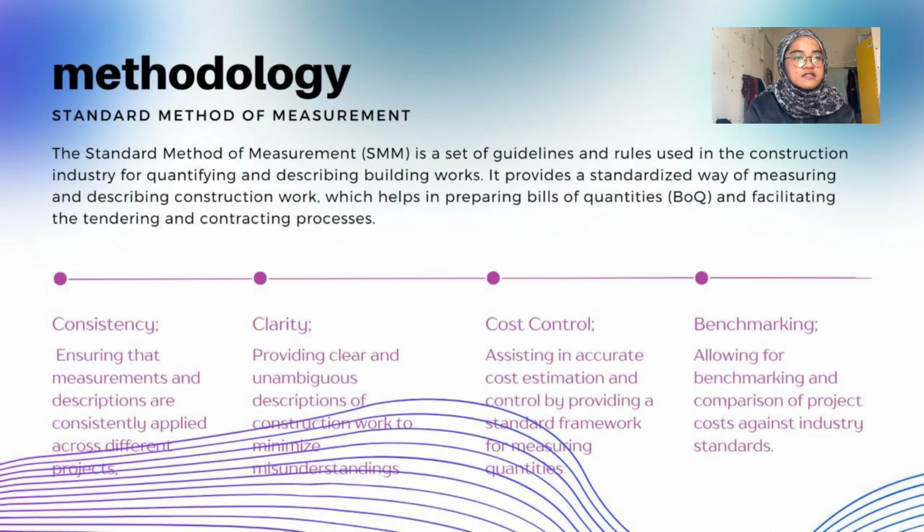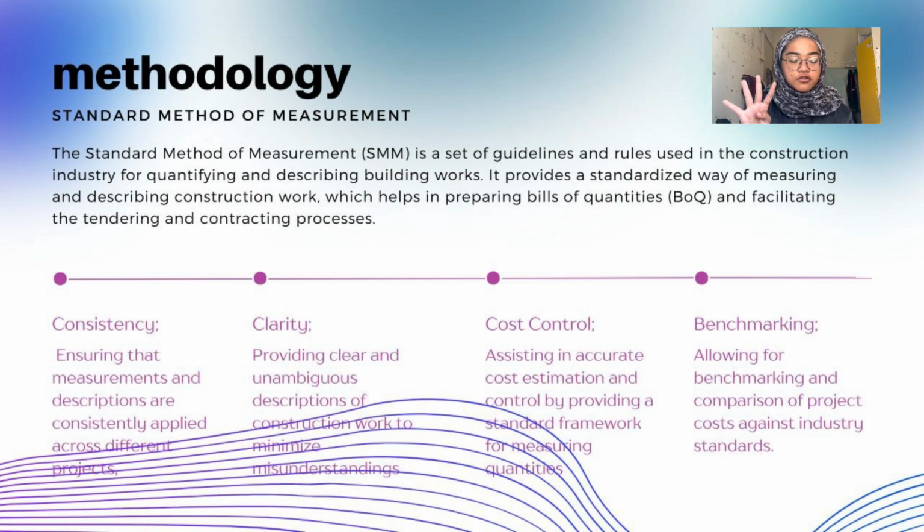Other than that, we have a standard method of measurement, which is SMM. We use the 7th edition, SMM7. What is SMM? SMM is a set of guidelines and rules used in the construction industry for quantifying and describing building works. It provides a standardized way of measuring and describing construction work, which helps in preparing bills of quantity (BOQ), and facilitating the tendering and contracting process.